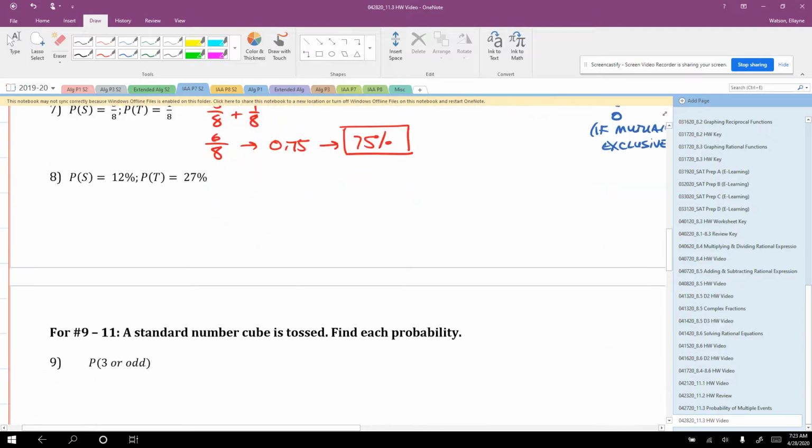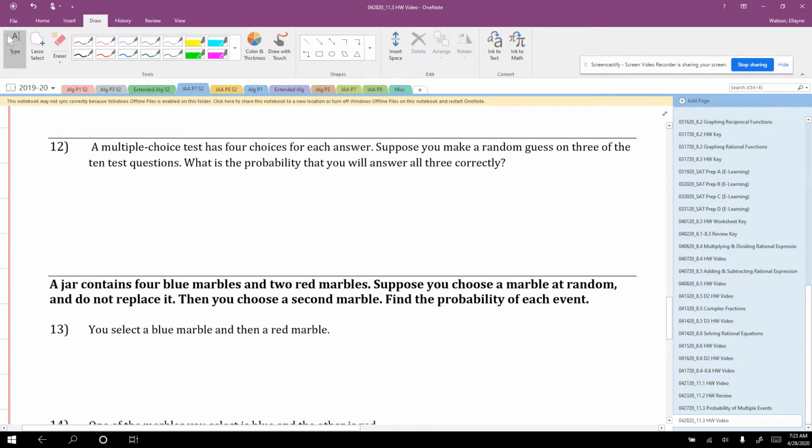Okay, all right, let's look at number 12. Number 12 says a multiple choice test has 4 choices for each answer. Suppose you make a random guess on 3 of the 10 questions. What is the probability that you answer all 3 correctly? So here's our question. There's 10 questions on the test, but we're not worried about those 10. We're only worried about these 3 that you are randomly guessing on.